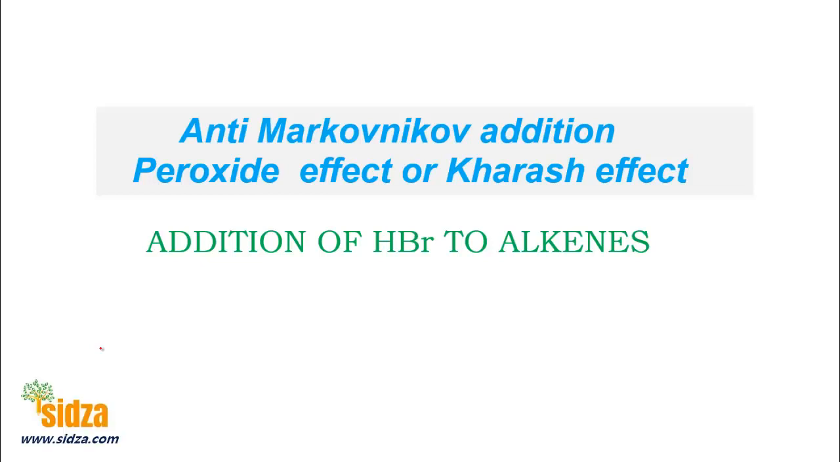Addition of HBr to alkenes in presence of peroxides. When you add HBr, or any halogen acid, to alkenes, it follows the Markovnikov addition. That is what we have learned in our previous video. However, in this video we're going to learn about the anti-Markovnikov addition.